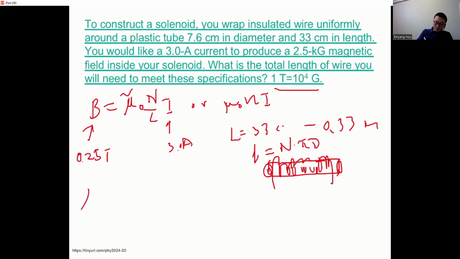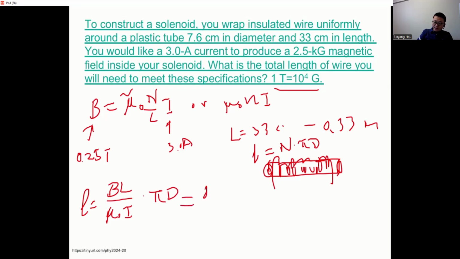So your small l should then be equal to n, from this equation over here, which is B times L divided by mu naught I. So B times L divided by mu naught I, and then times pi times d. That will be the length you needed.